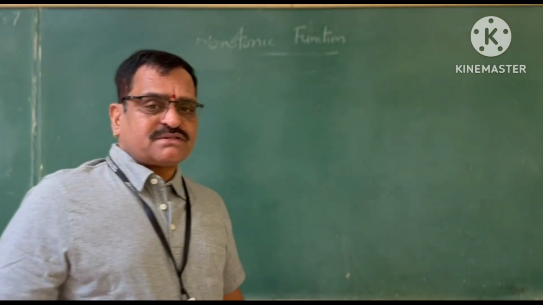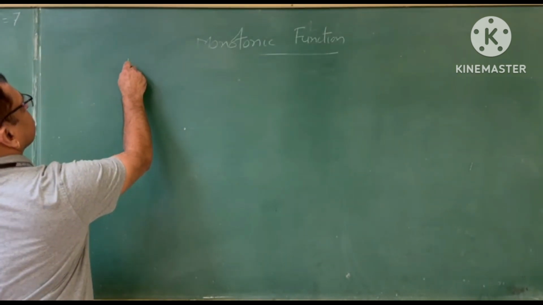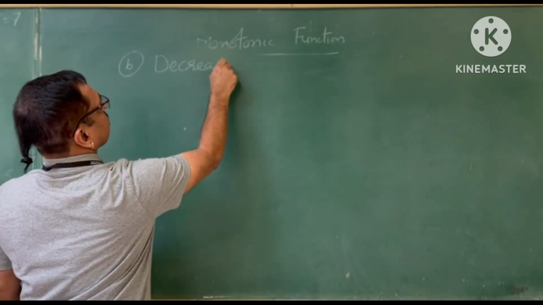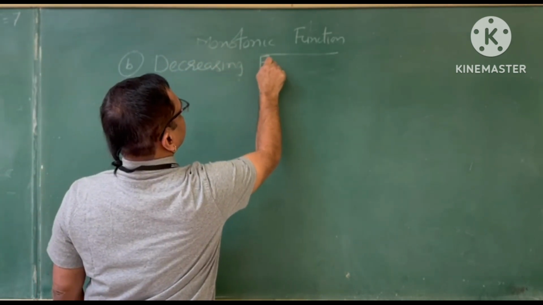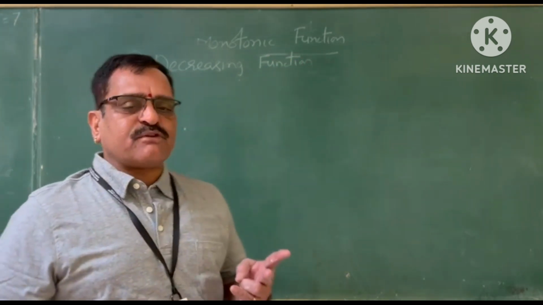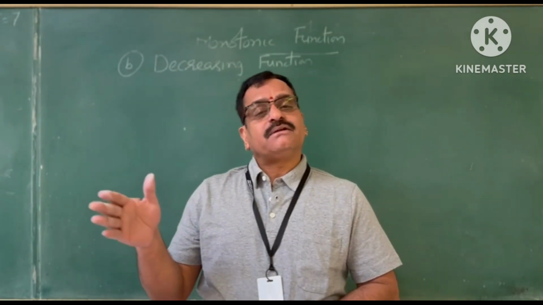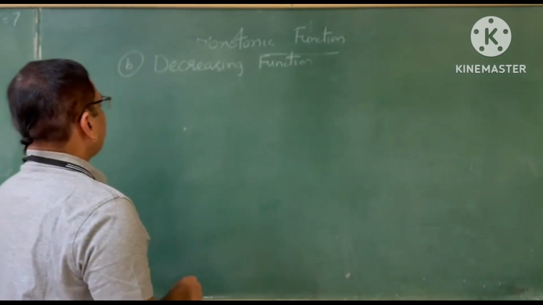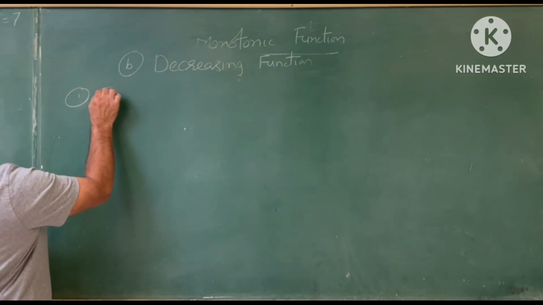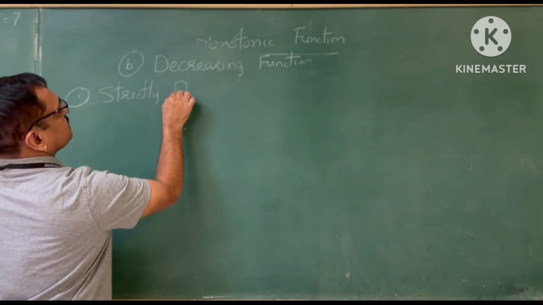So in this monotonic concept, the second one is decreasing function. Here also you have two types of decreasing functions. One is strictly decreasing function and the next one is just decreasing function. So here, number one, strictly decreasing function.